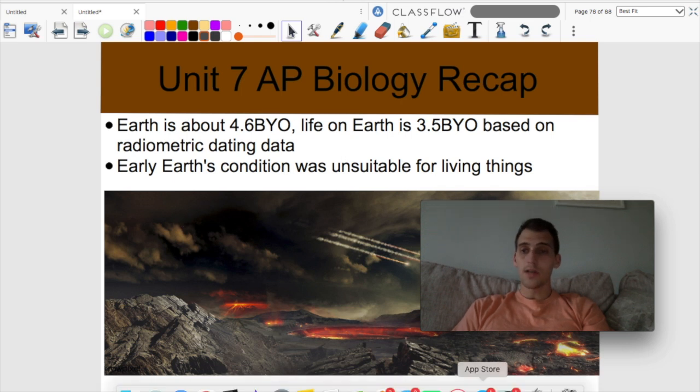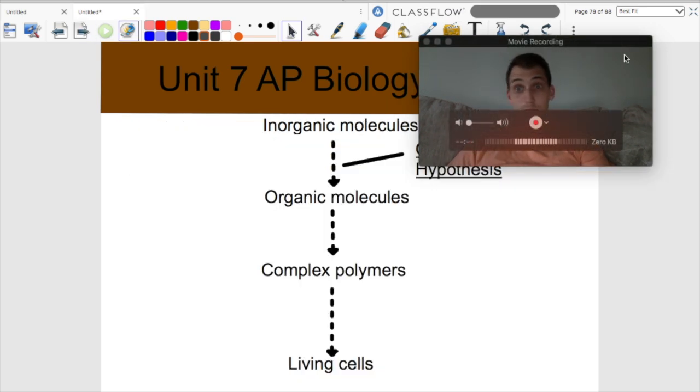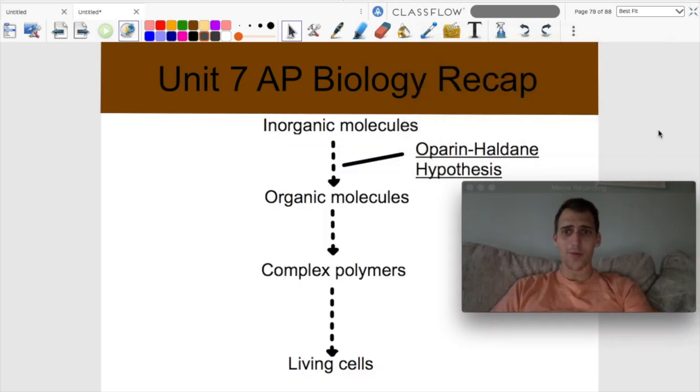Early Earth's conditions were unsuitable for living things. In the Hadean Eon, as we call it, Hadean being named after, I believe, the Greek god of the underworld, it's basically hell, right? Here it is right there. That's an artist's depiction of what Earth may have looked like, and no, that is not friendly for living things. But this is a baby picture of Earth. After a couple billion years, it got a lot more suitable, and it only took about a billion years for life to form on planet Earth. So go us, right? Okay.